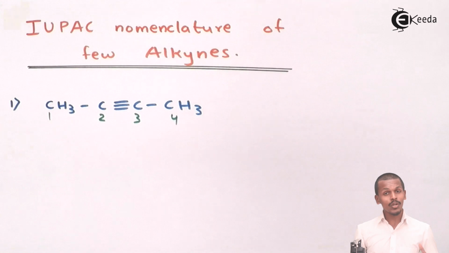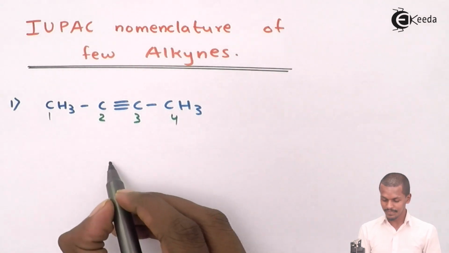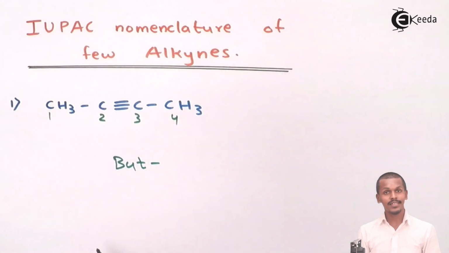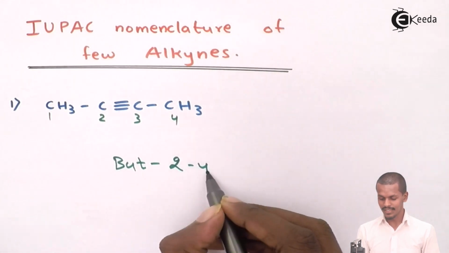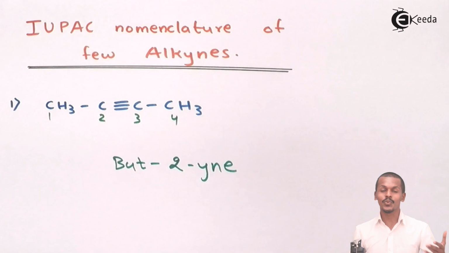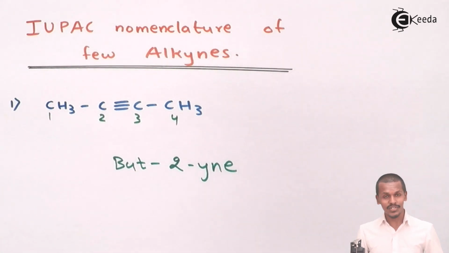Now, because the total number of carbons in the straight chain is 4, in terms of an alkane it is butane, and in terms of an alkyne it would be butyne. But what is the position of the carbon-carbon triple bond? That is also the main thing. Here we have got to know that the position of the carbon-carbon triple bond is from carbon number 2. So the name of this would be but-2-yne. This is the name we gave to this structure.